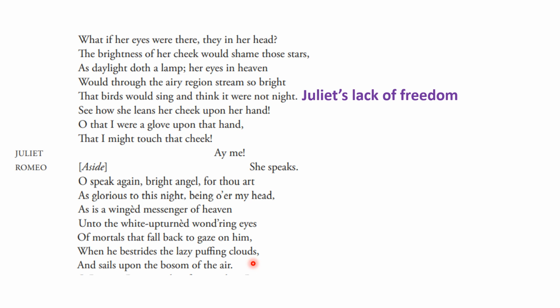And it's important to notice here this imagery surrounding birds and this natural image of the birds. Now, she is described as being this free bird here that flies through the sky, but in fact, Juliet is a caged bird. She has a lack of freedom as a woman, and also as a daughter to a noble man.